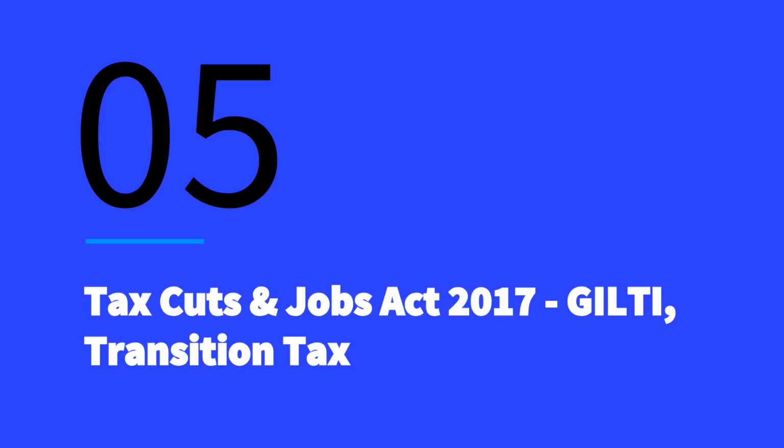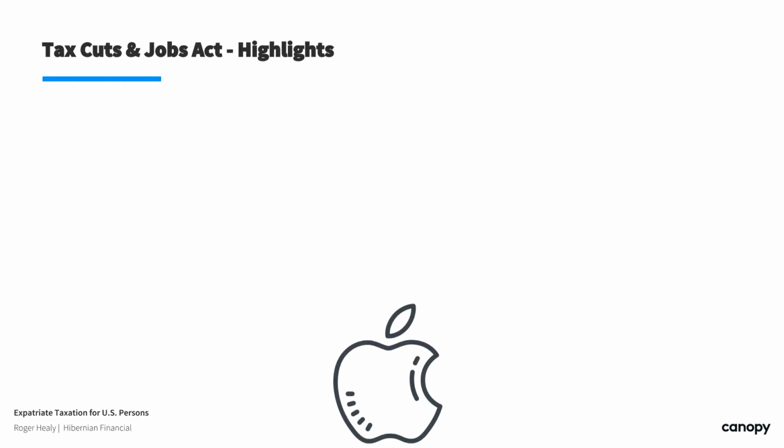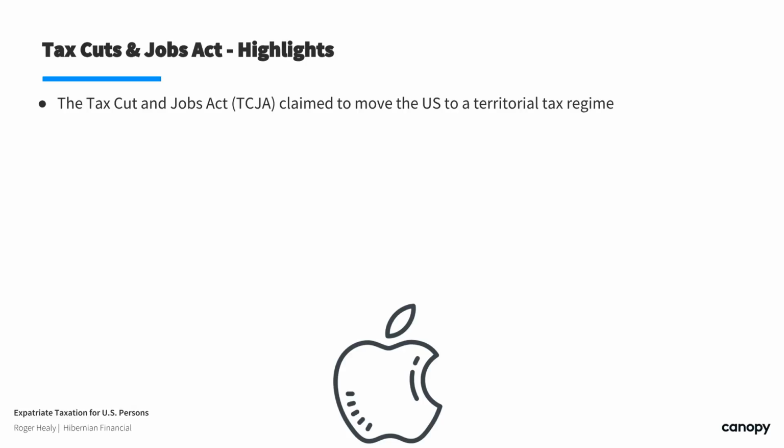The Tax Cuts and Jobs Act. Let's talk briefly about some of the impacts of the Tax Cuts and Jobs Act. The Tax Cuts and Jobs Act claimed to move the US to a territorial tax regime. It made significant changes to the international taxation of US companies and US persons.